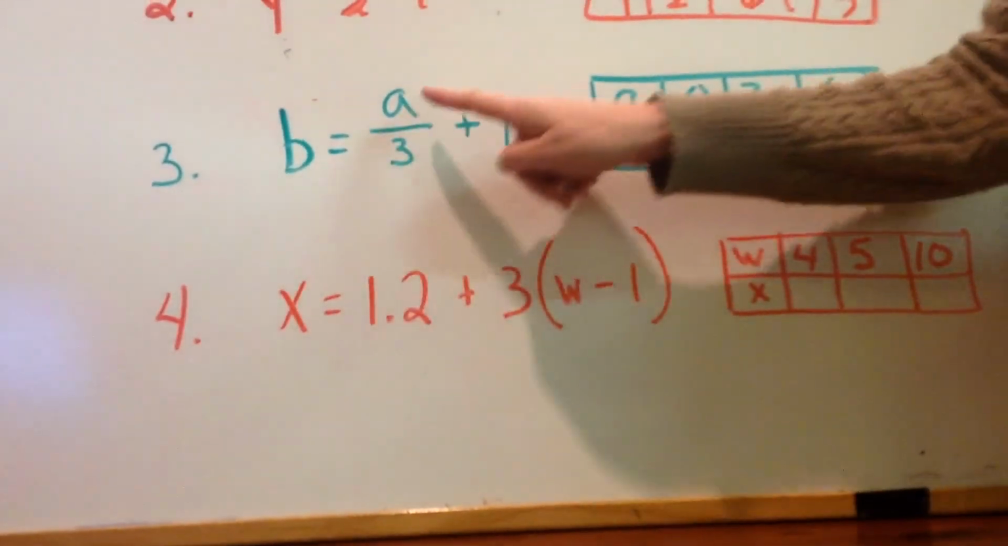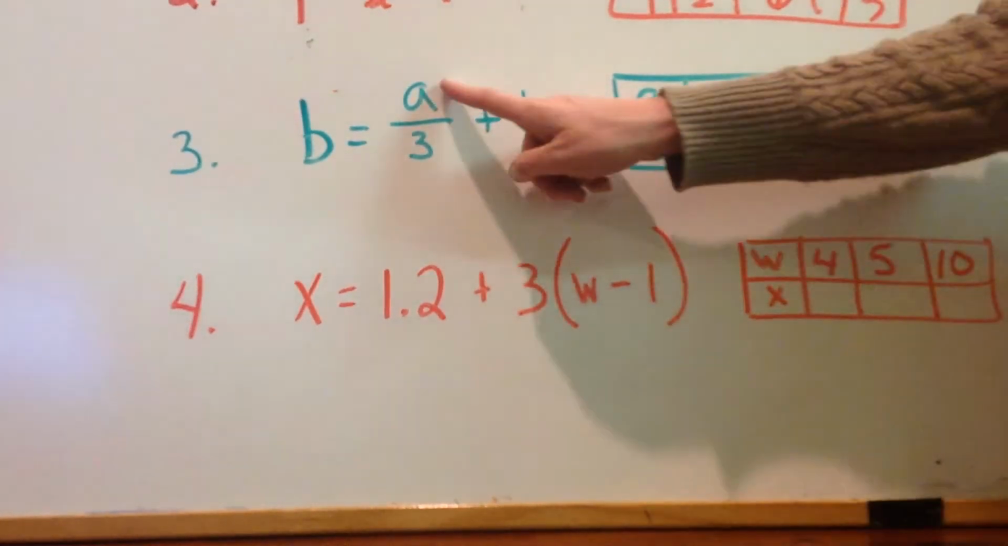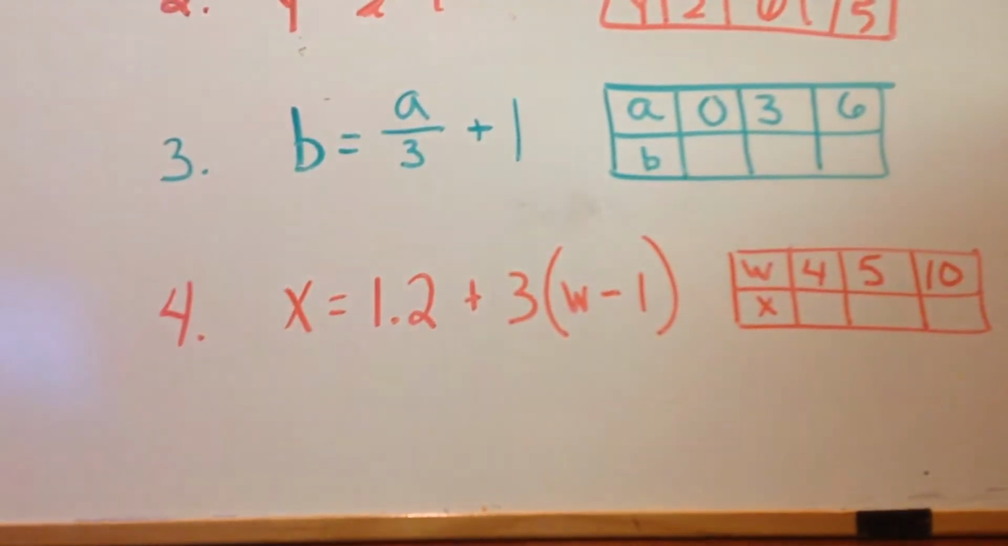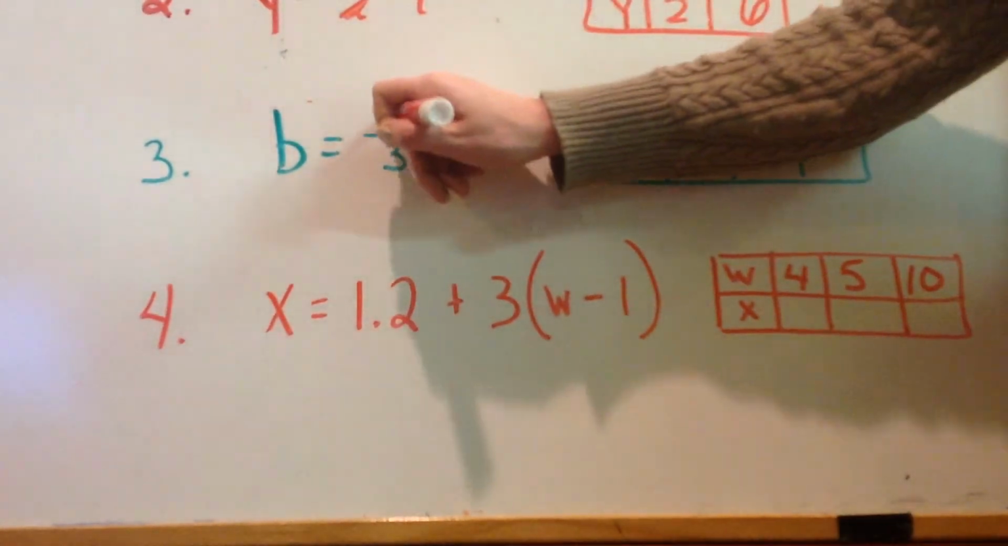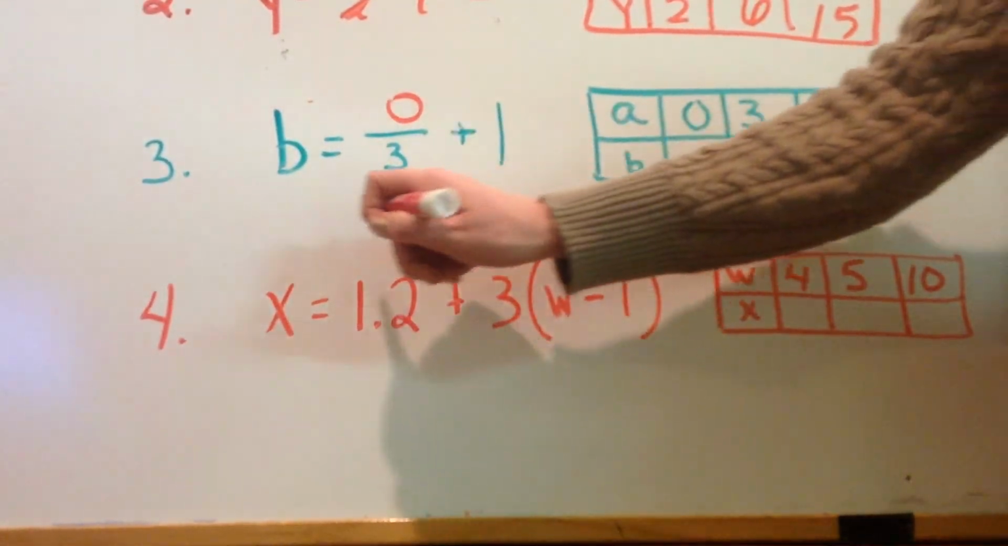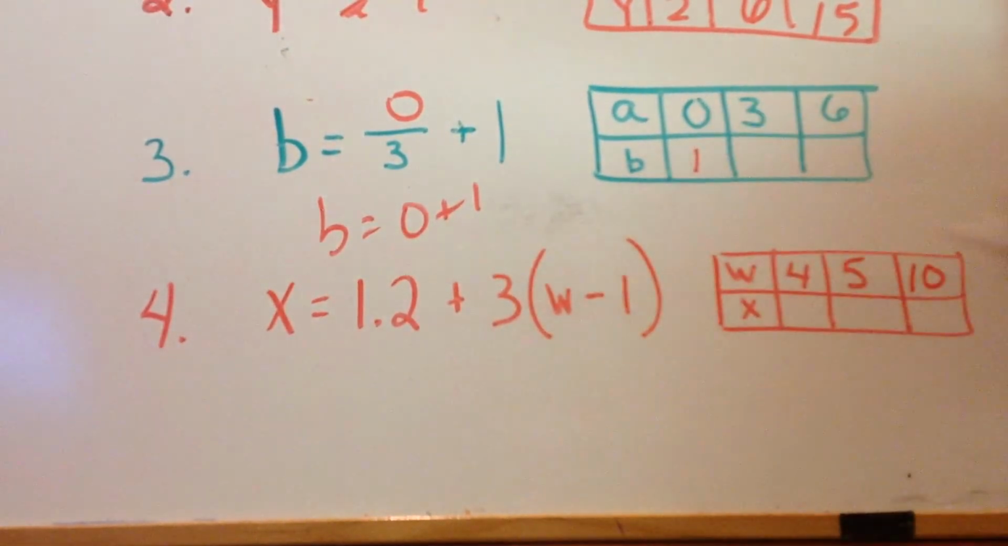Now it says B equals A divided by 3. Remember, fractions are just unfinished division signs. So A divided by 3 plus 1. So I'm going to replace my A with 0. What is 0 divided by 3? It's 0. And 0 plus 1 is 1.